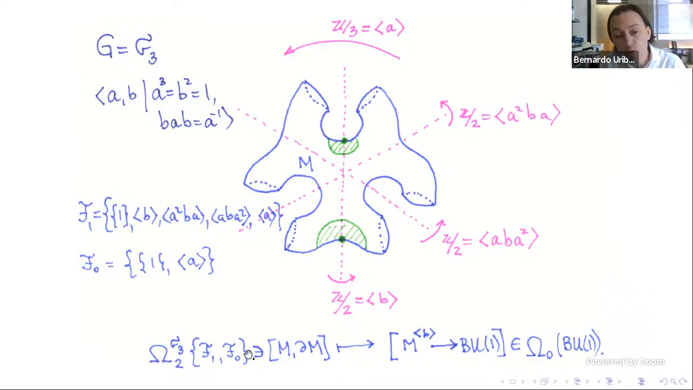So this bordism group of the symmetric group with respect to these two relative families is simply giving me an element of the zero bordism group of BU1, which is just a copy of the integers. So somehow what I just said, all these things that I just said before, allows me to focus my attention on bordism group classifying space.